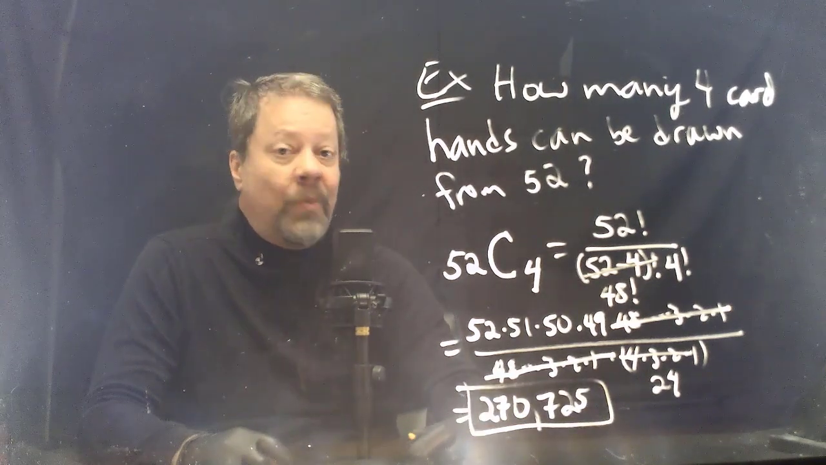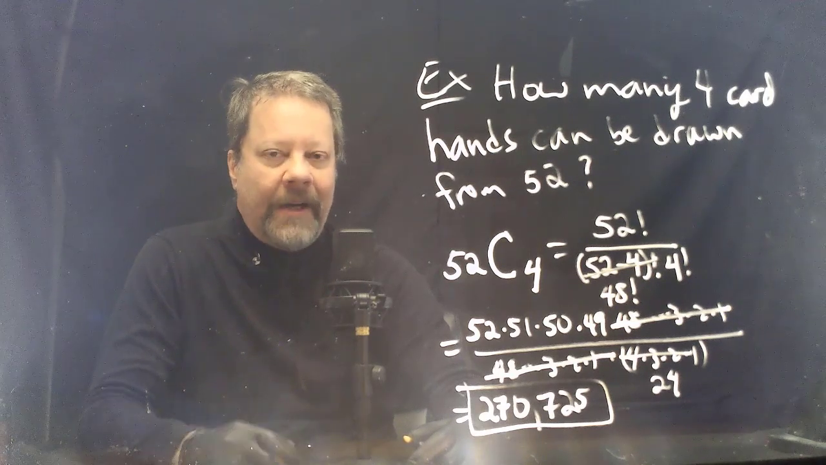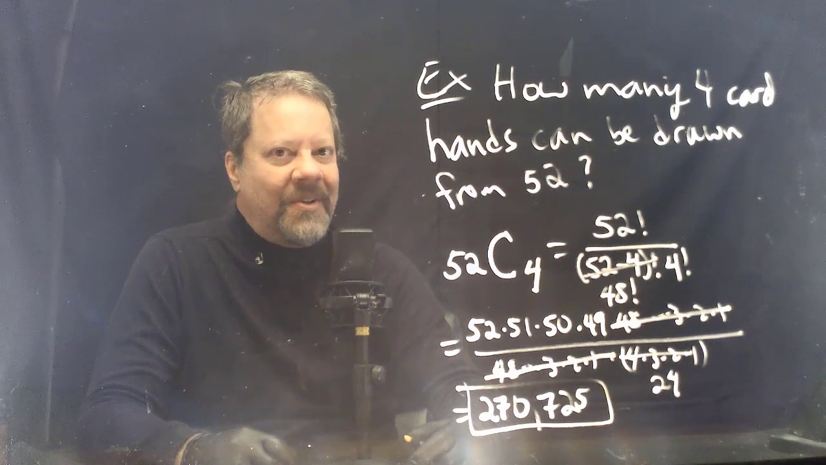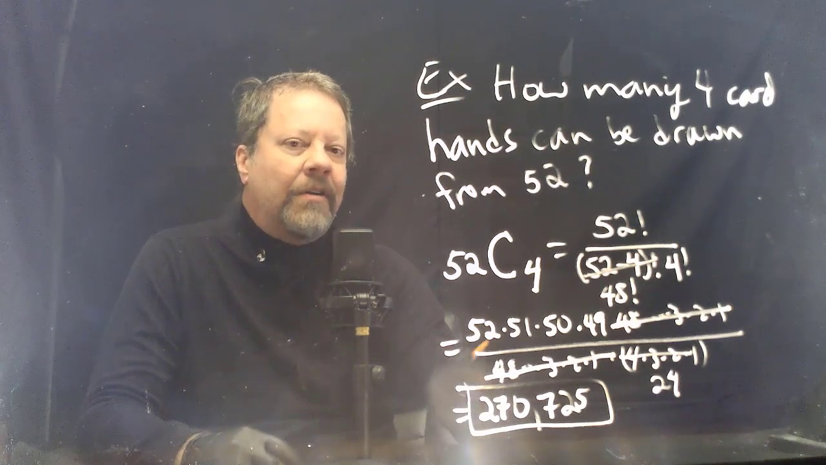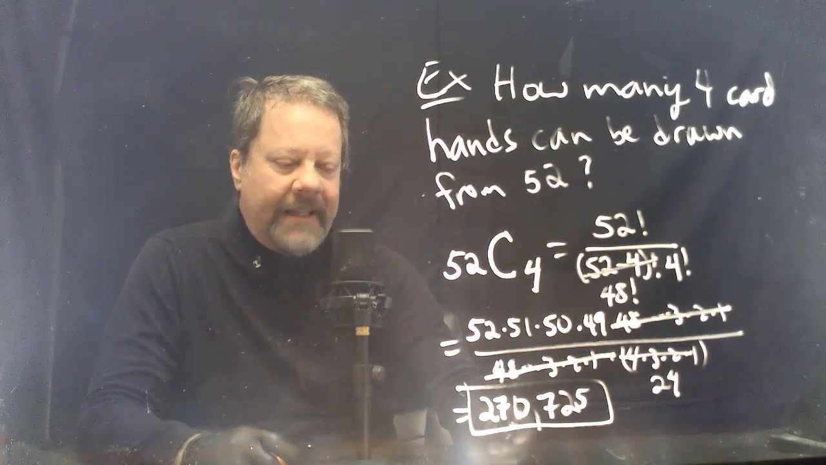There's only one way to get all 4 aces if the order in which you draw them is unimportant, and that is to have all 4 aces. So you can see the odds of drawing all 4 aces in a row is 1 in 270,725.